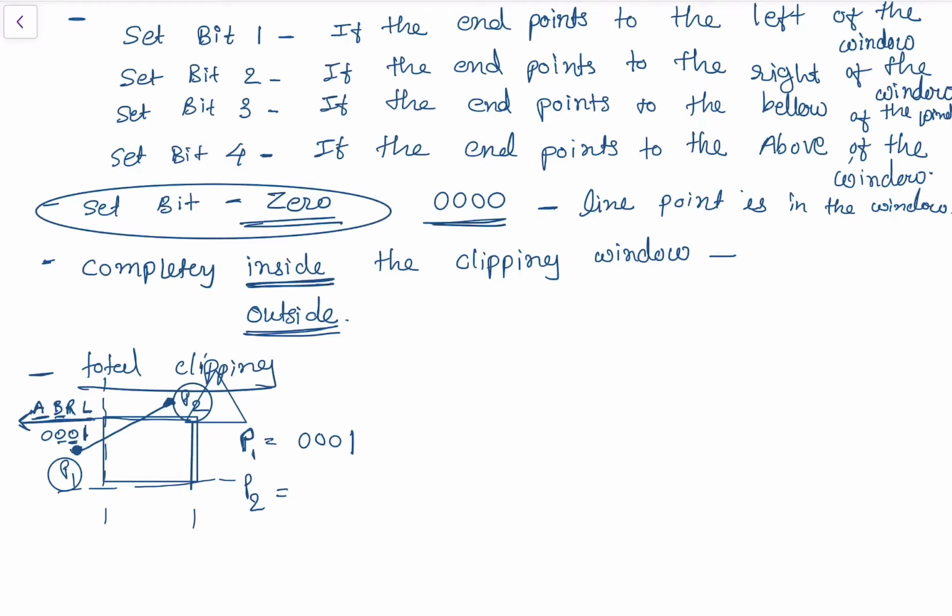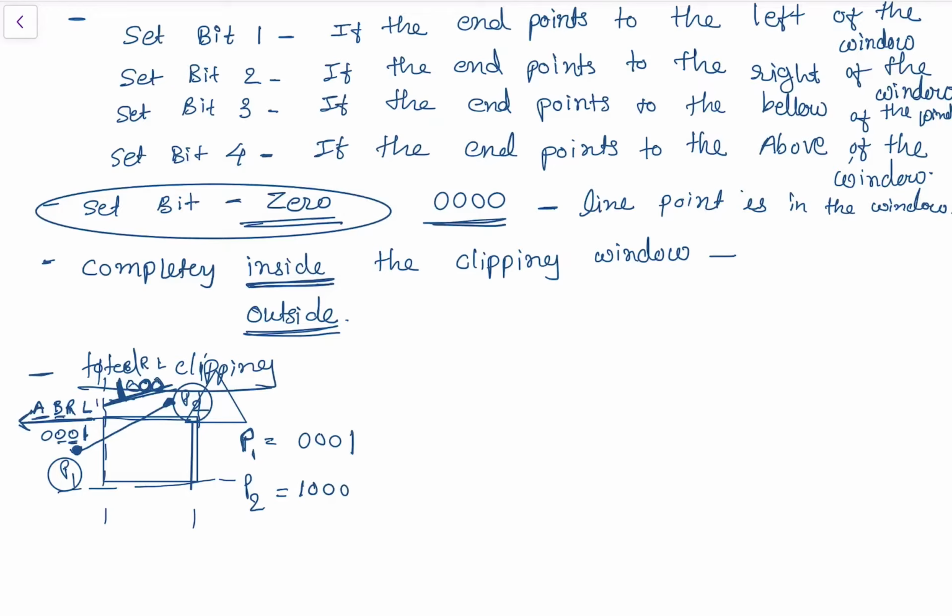And what will be the code of P2? This one is in which region? It is the fourth one, right? How will it be? Is it in the left corner? No, that's why it's 0. Is it in the right corner? No, that's why it's 0. Is it below? No, 0. Is it above? Yes, that's why 1. So P2 is equal to 1 0 0 0, right?